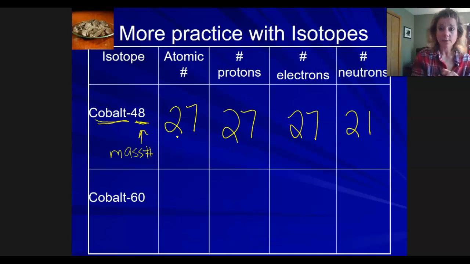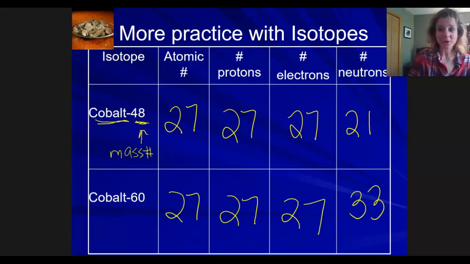How do we find the number of neutrons? In your calculator, punch in 48 minus 27, and you get our number of neutrons, which is 21. Okay, try the next row on your own. And here's your answer for the last row.